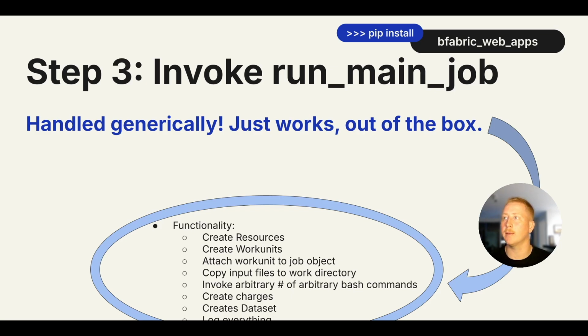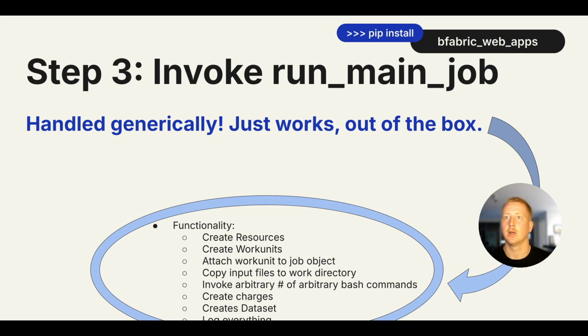It invokes an arbitrary number of bash commands, which are passed as strings to a list argument to this run main job function. So it can run arbitrary bash commands. Indeed, this is the central point of this function, to run these bash commands. In our case, nextflow run hello world, which you'll see. Then it creates charges for this invocation. It creates a data set. It links the data set to the work unit. And then again, it logs everything to the job object.